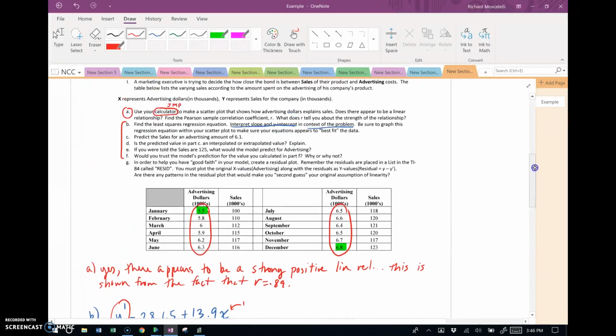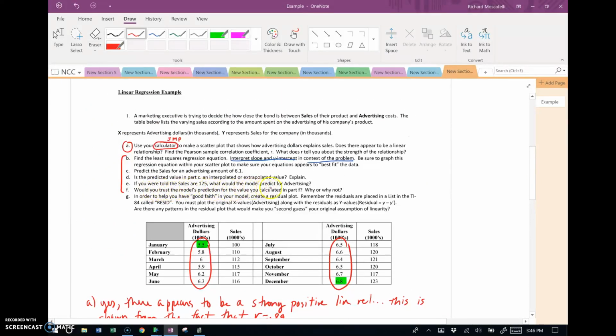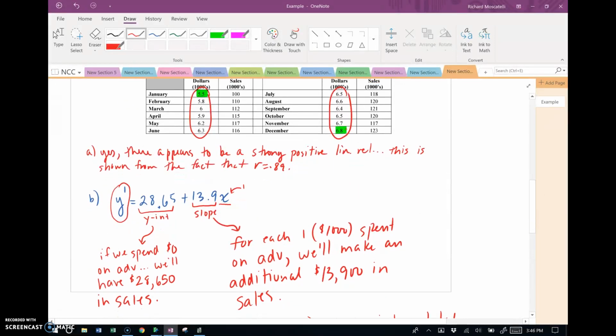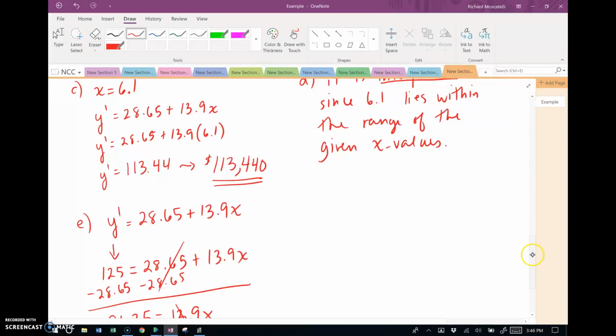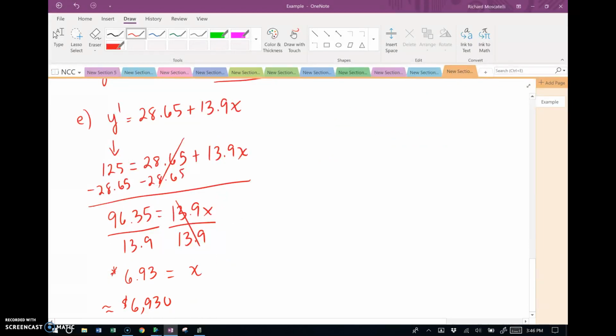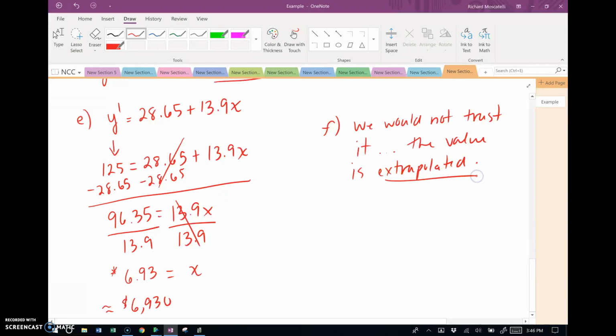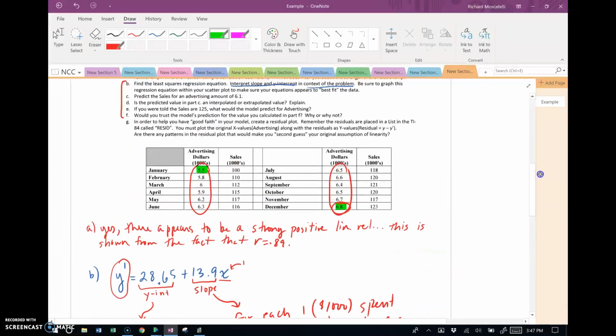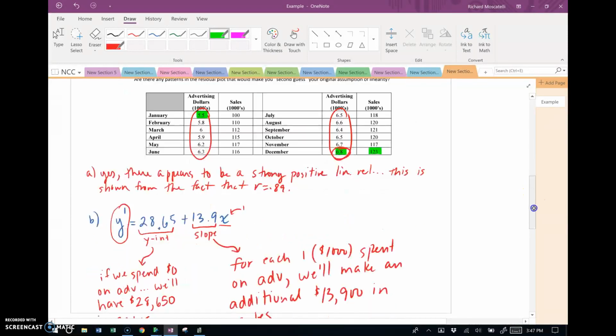And that probably should set off a little alarm in your head, because look at the next part. It says, would you trust the model's prediction for the part that you just calculated? And obviously, remember, the highest value there was 6.8. The fact that this is yielding something larger than 6.9, well, obviously this is a problem. So for letter F, we would not trust it. The value is extrapolated. We are predicting outside the range of the given data. And you can even check, by the way, the 125. The largest y value is right here, 123. Clearly you can see it's outside the given range of y's as well. So we wouldn't trust that value.